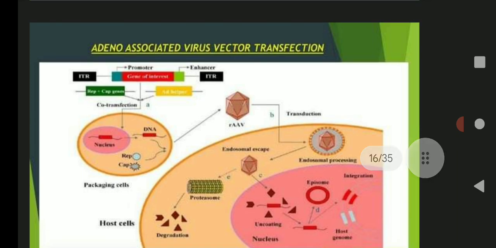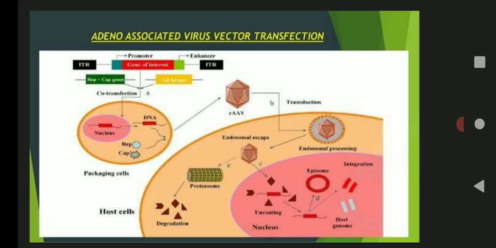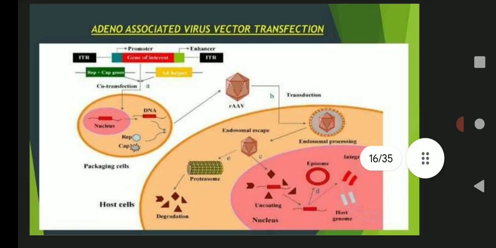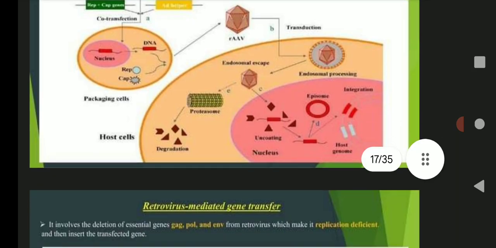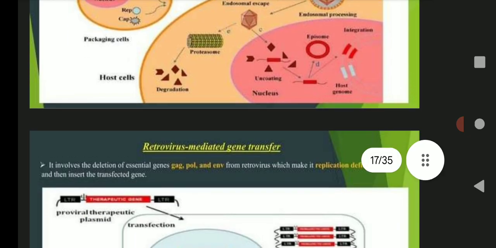When the virus gains entrance by endosome, the capsid and packaging proteins are dismantled, and the DNA is incorporated into the nucleus, and the genome gets integrated into our chromosomes.